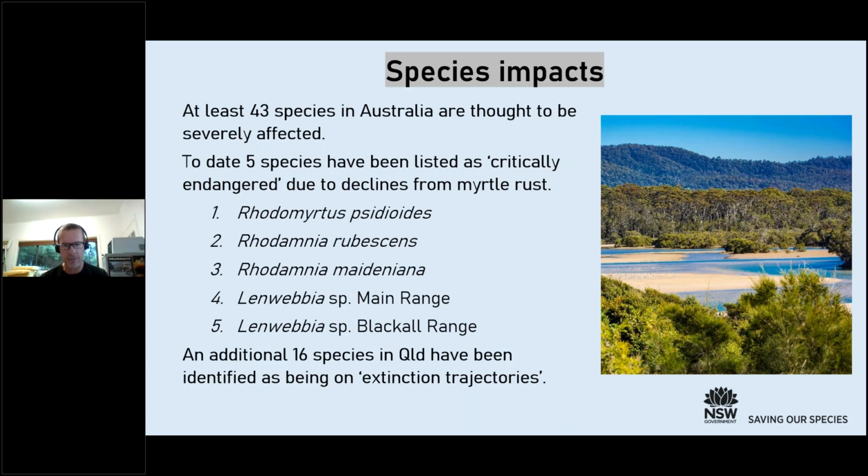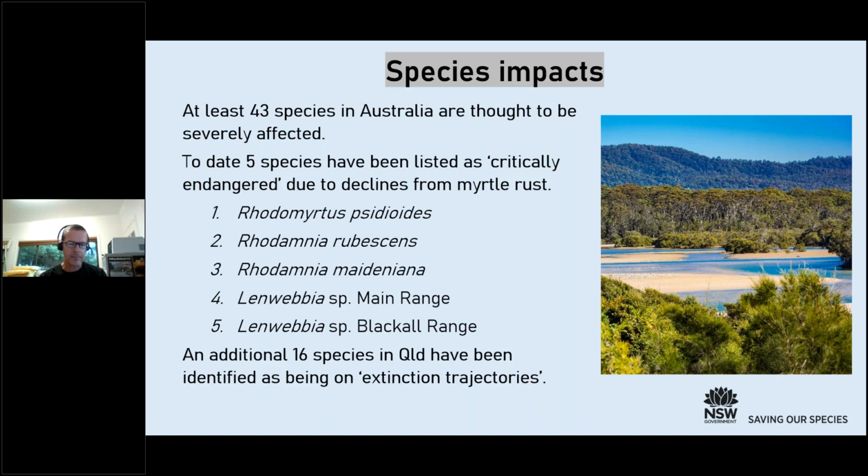So they're the two species I'll be looking at today: Rhodomyrtus psidioides, Rhodomyrtus rubescens, but also Rhodomyrtus maideniana, which has recently been listed and is a species I also work on. Lenwebbia species main range, which is on the border between Queensland and New South Wales, and also Lenwebbia species blackall range, which is a southeast Queensland species.